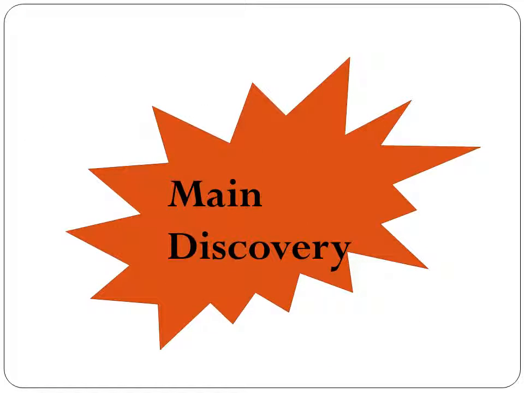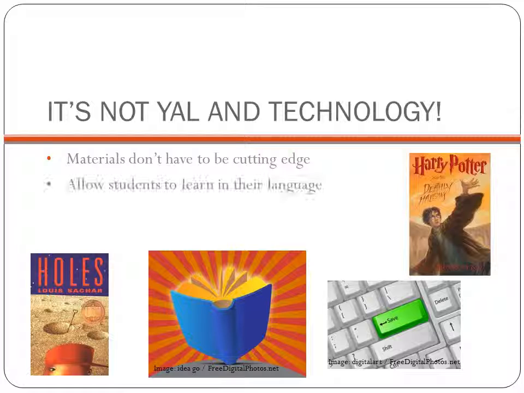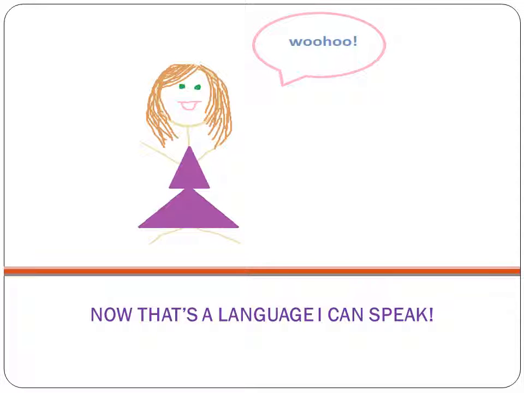This brings me to the main discovery I made in my action learning project. It's not necessarily the presence of young adult literature or technology that motivates students. The materials used in the English classroom don't have to be cutting edge. They just have to allow students to learn through a language that our technologically heavy world has taught them, a language of networking and participation. So, it looks like activity is motivation. Now that's a language I can speak.